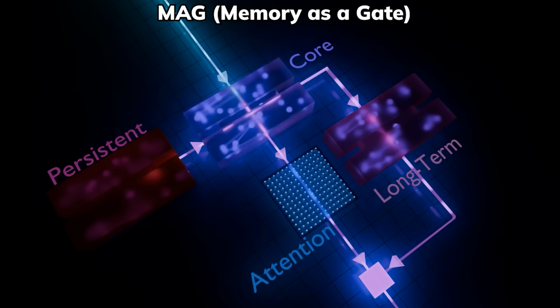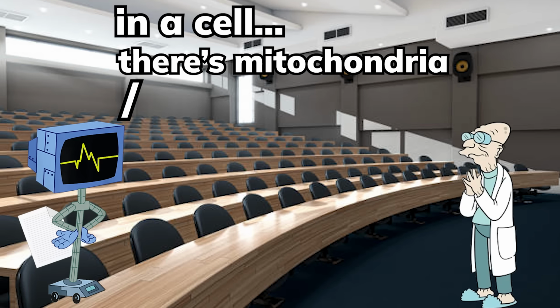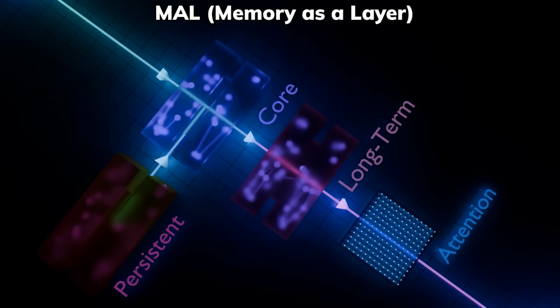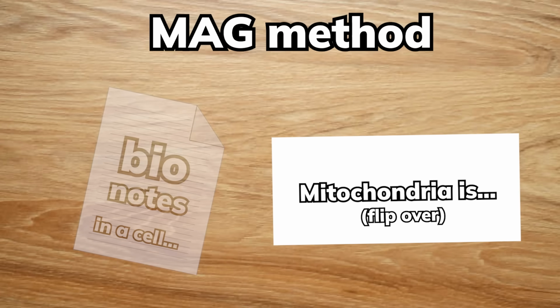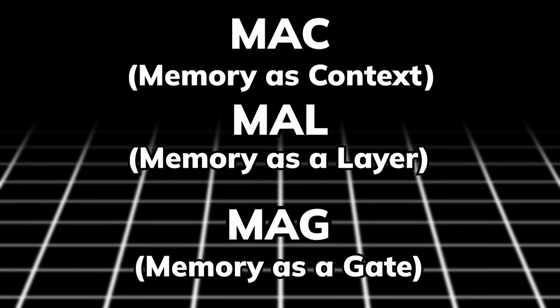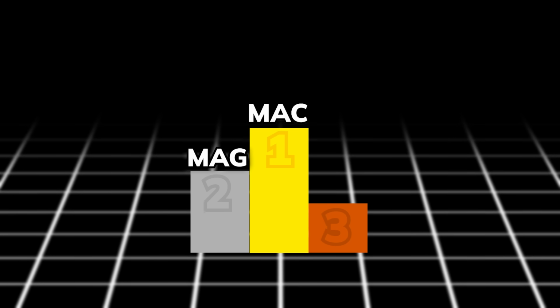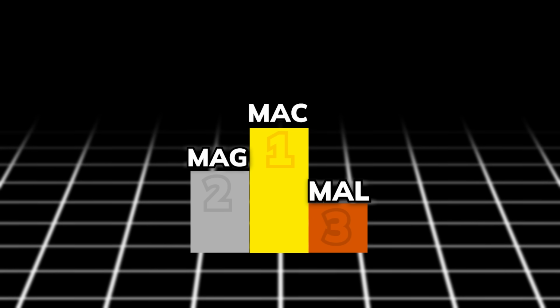As for memory as a gate, the flashcards are directly contributing to the response alongside its notes. So the flashcard is not like an afterthought. For memory as a layer, the student's response would be primarily looking at the flashcard to generate an answer. So these 3 ways are basically prioritizing the flashcards in different levels, with MAC being the best overall, MAG being the best for fast or parallel processing, and MAL being not as good.